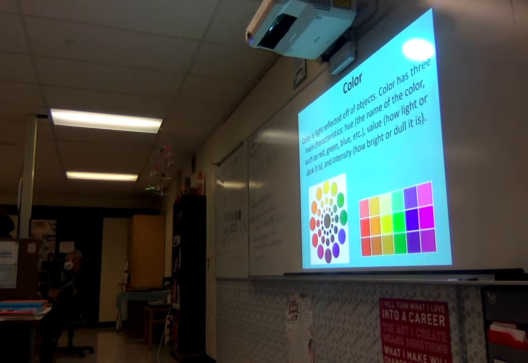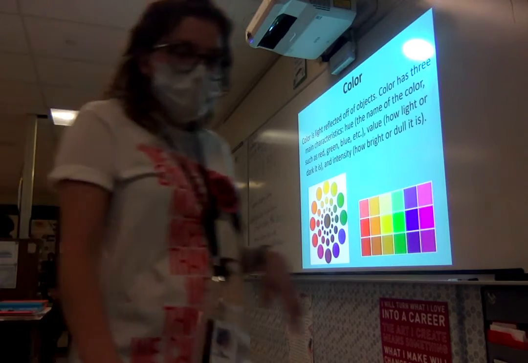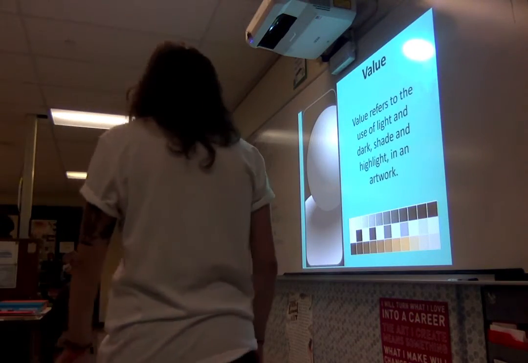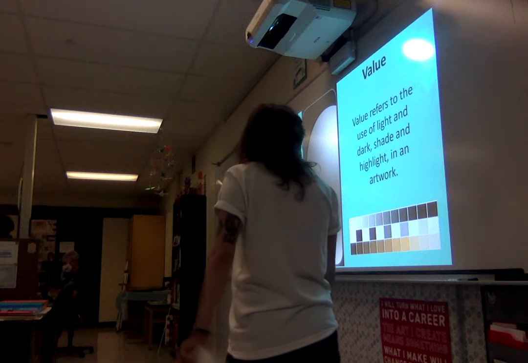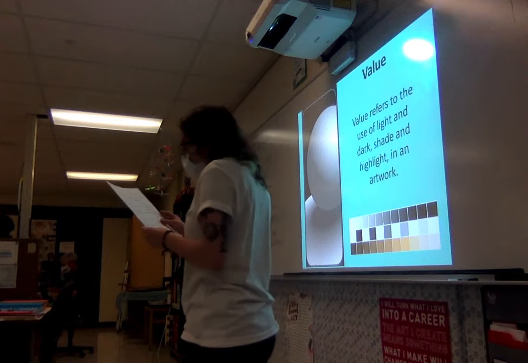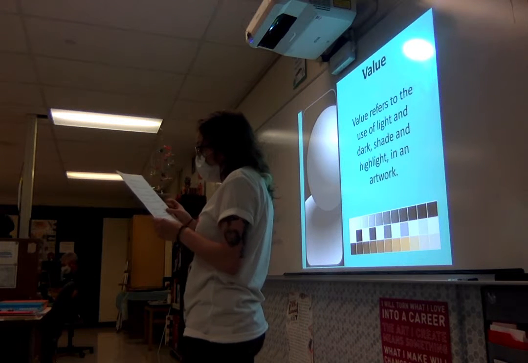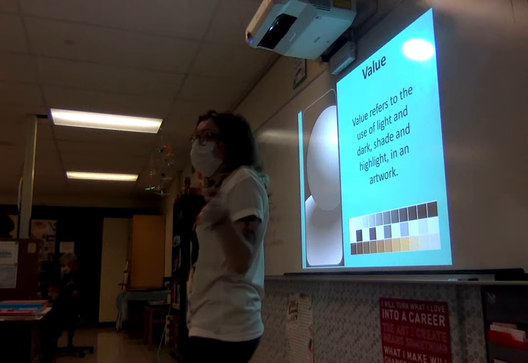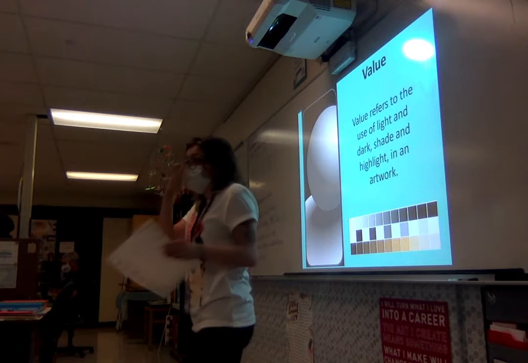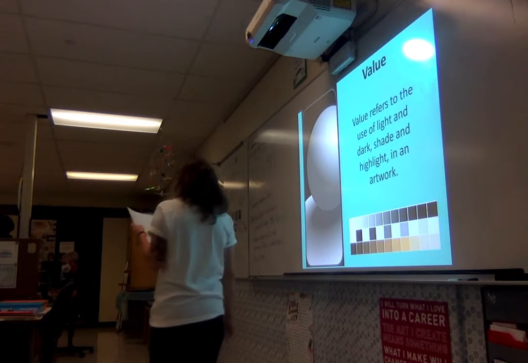Alright, and then just for the sake of time, we're gonna move on, but we're moving pretty quick, so you'll have time to catch up later. So next, after color, we have value. So it says value refers to the use of light and dark, shade and highlight in an artwork. And on our paper, it says the lightness or darkness of tones or colors, white and black, and all the shades in between. So if you see on our paper, we have 0 through 6. 0 says white, 6 says black.